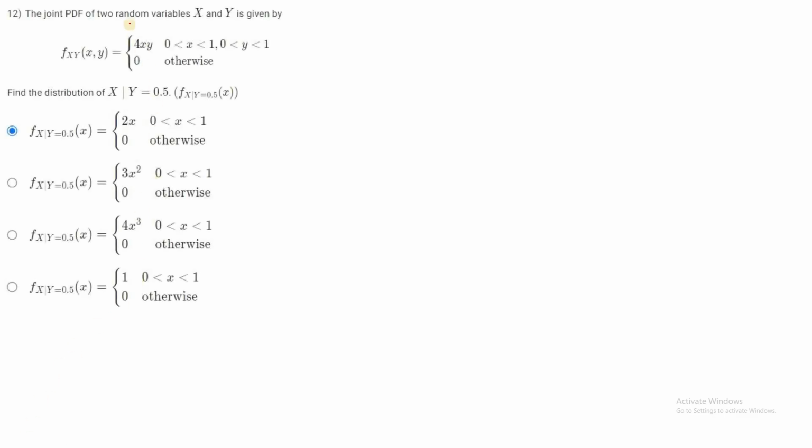The joint PDF of two random variables x and y is given. We have to find out x given y is equal to 0.5. So okay, how to do this?